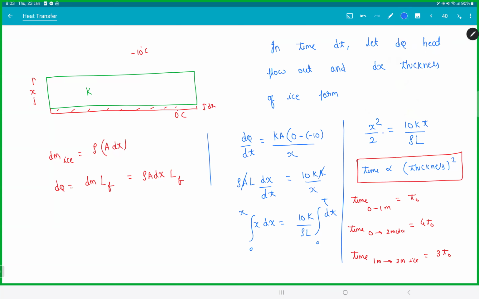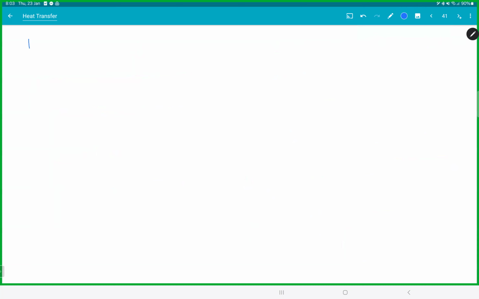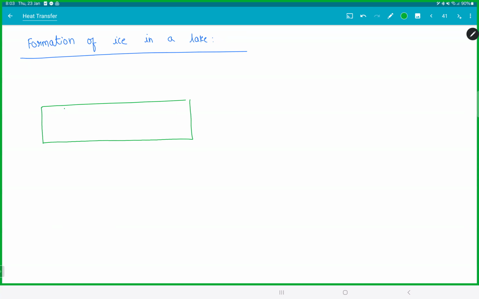So actually what happens in an ocean or a lake is this. This is just a theory, but you listen to this. Formation of ice in a lake or an ocean. I'll just say lake. So let's say outside the temperature drops and the lake starts freezing. We get ice. Minus 10 degrees. Let this thickness be x.